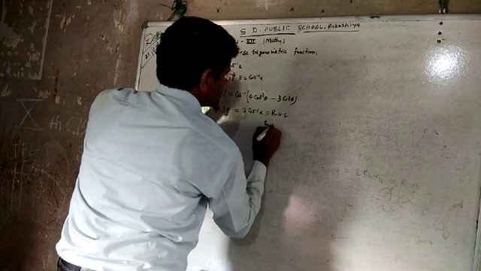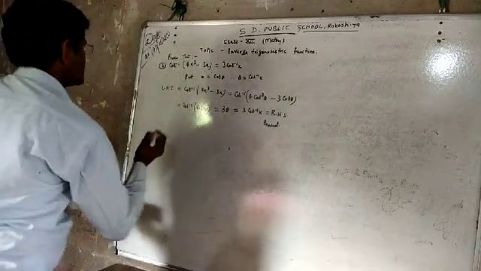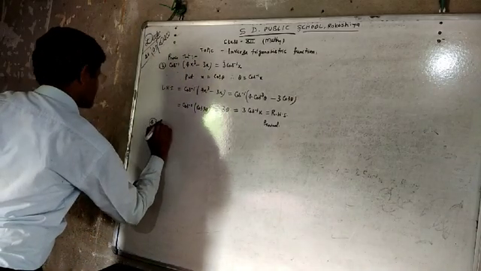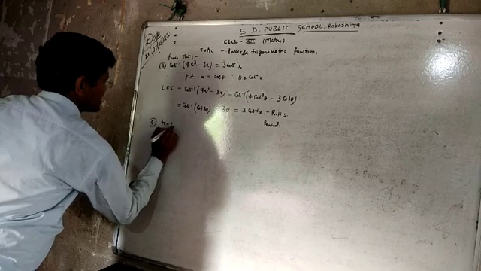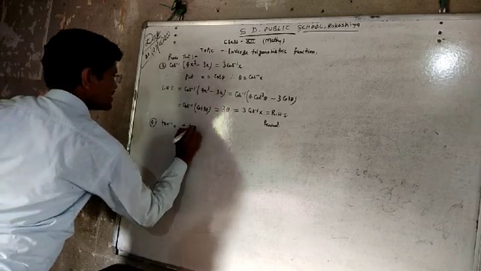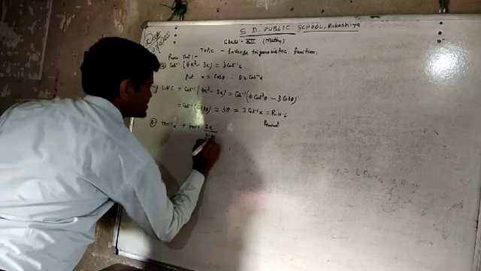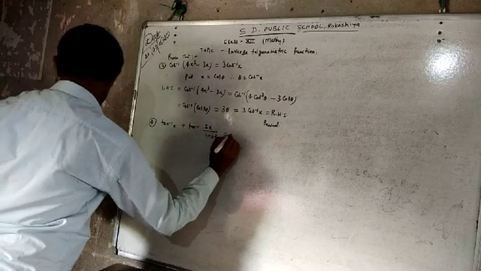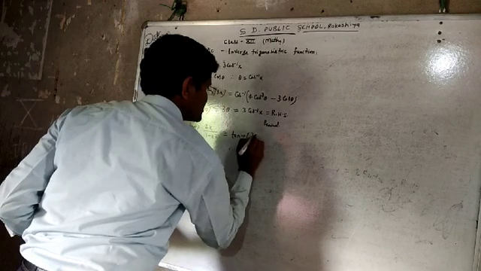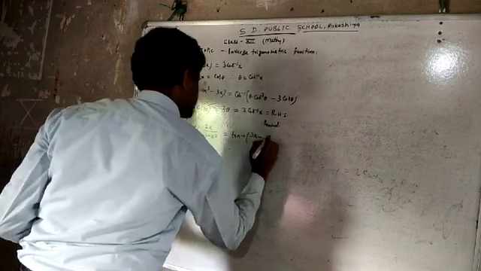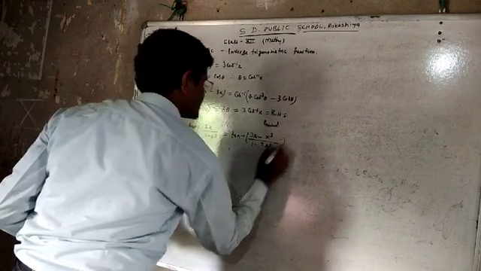The question is proved. The next question, question number 4, is tan inverse x plus tan inverse (2x upon 1 minus x square) is equal to tan inverse (3x minus x cube upon 1 minus 3x square).